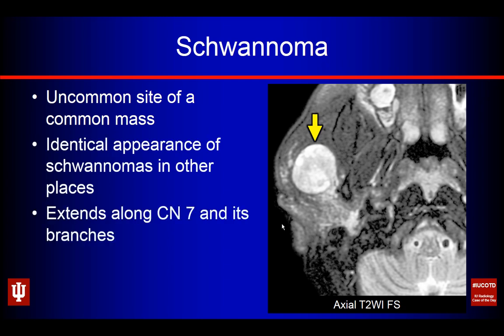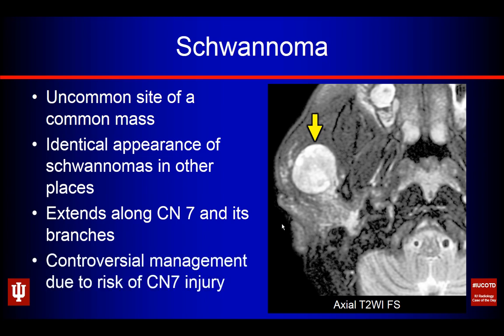But this will occur along the branches of the facial nerve as they run through the parotid gland. Because of the close association with the facial nerve and its branches, management of these is a little controversial, because even though they grow eccentric to the nerve of origin as a schwannoma, there is still a risk of facial nerve injury with resection, and that's an important nerve that a lot of people are quite leery of increasing the risk of injury to. So the management is a bit controversial with facial nerve schwannomas within the parotid.